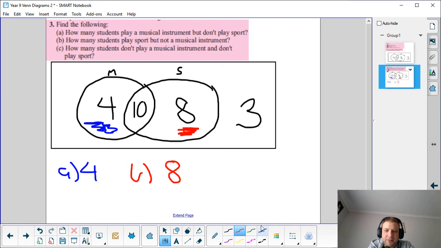All right, we're just counting how many. And C, how many students don't play a musical instrument and don't play sport? All right, so that's the overlap there. That's where they don't do anything. All right, so we've got 3. Once this is all organized, it's really easy to see where different students fit. That's why Venn diagrams are so good. They're really good at just classifying and sorting things out for us.